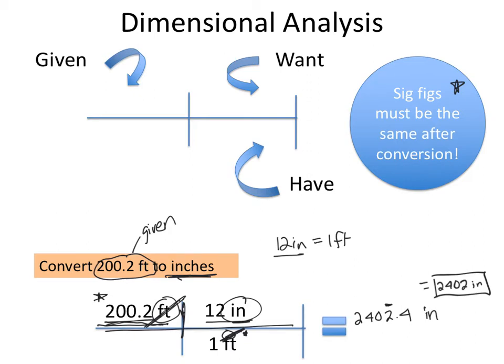So remember, significant figures at the end of the calculation have to be the same as the significant figures at the start when we're dealing with conversions. And we never use conversion factors to determine significant figures. It's always our measured or given value.